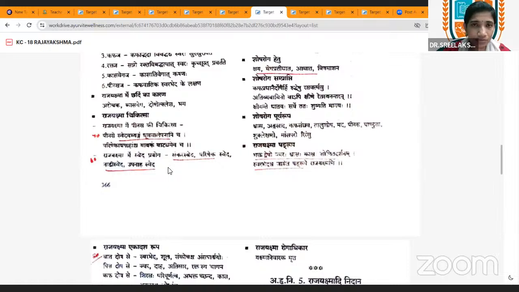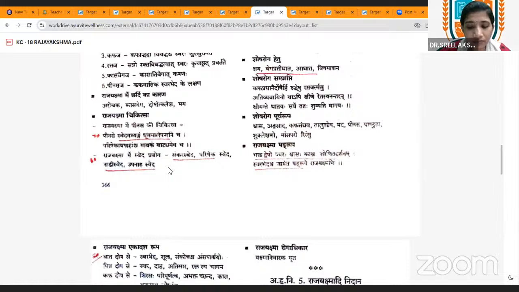Jivantyadi has this Brimhana property. In a Rajayakshma patient, there is Kshaya taking place, so for that purpose we can use the Jivantyadi Churna for Udvartana. And for Abhyanga, Mishraka Sneha can be used. Okay, and Pippali Vardhamana is also indicated in Rajayakshma Chikitsa.